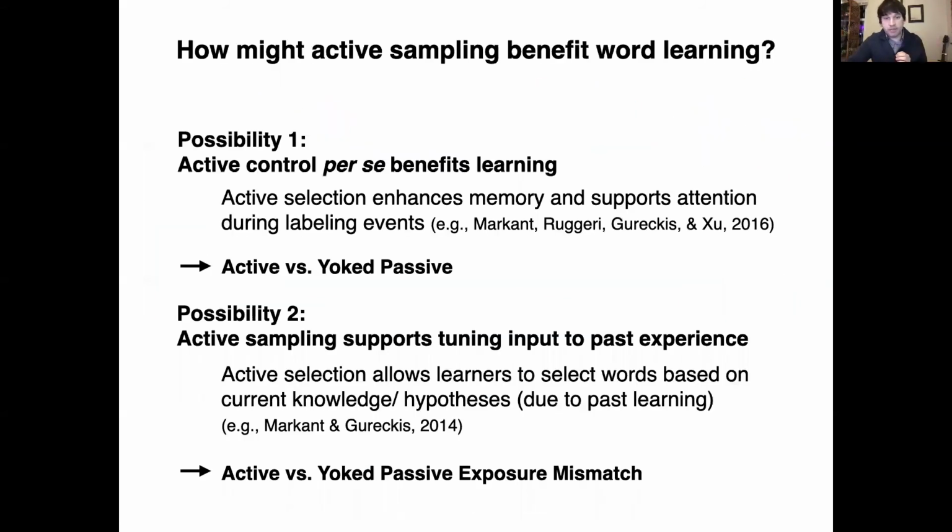To bring this back to the two possibilities I outlined, comparing the active condition to the yoked passive condition now gives us some purchase on whether active control per se benefits learning. And if active selection supports learning mainly by delivering input tuned to past experience, we should see the largest difference in performance between the active and the yoked passive exposure mismatch condition.